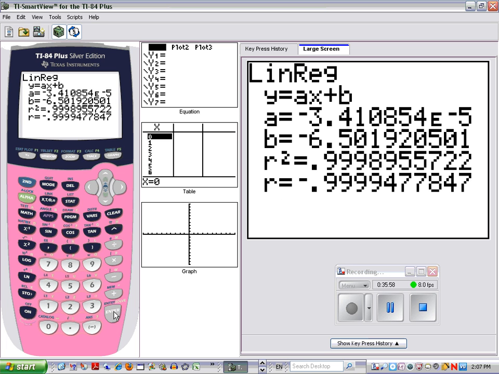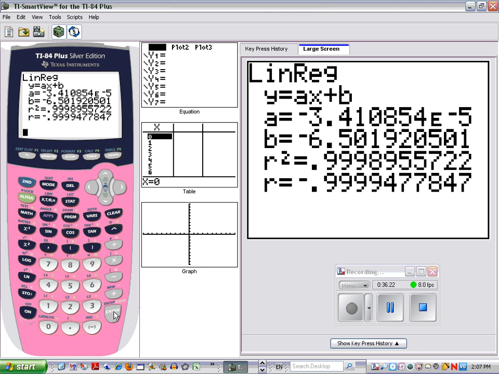Whoa, our r squared is 0.99989. Jot that down. Make sure you have your slope of negative 3.41e-5. A lot of people don't see the e over here. Watch that. Okay. When you show your work, I want these regression equations down. That's the only work I expect of you, is to show me you actually did the linear regression 3 times.